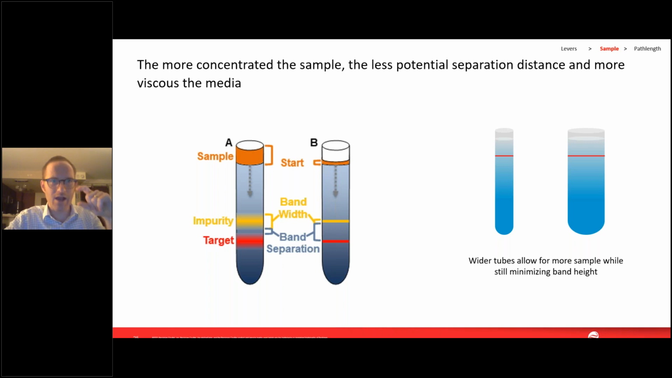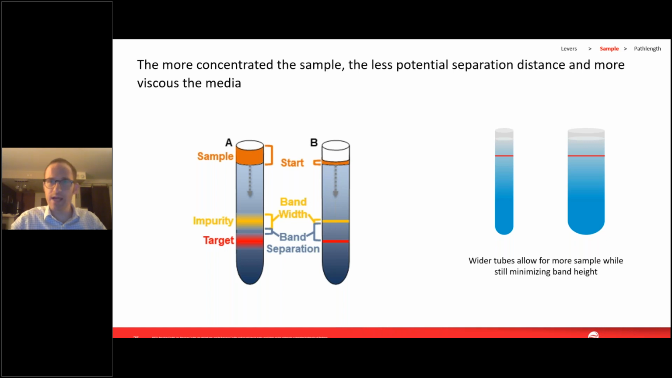And so if you have a large sample that you're starting with, you're going to end up with more diffuse bands. Right? By contrast, if you're able to have a small, highly concentrated band, then you're going to have smaller bandwidth, and that will be a little bit easier for you to separate and diffraction. If you want to incorporate more sample, then we should be using wider tubes, right? That will allow for more sample while still minimizing the band height.